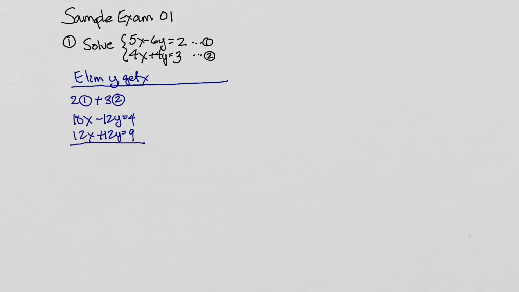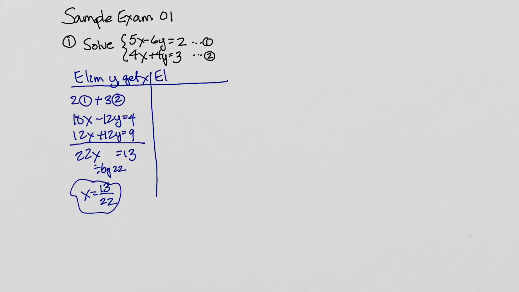10x and 12x, we'll get a 22x, and then negative 12y plus 12y, that's 0, so that goes out, and then we'll get the 4 plus 9, which is 13, and then we'll divide both sides by that 22, so we will get x equals 13 over 22. I'll circle that so we don't lose it. And now, let's eliminate x and get y.